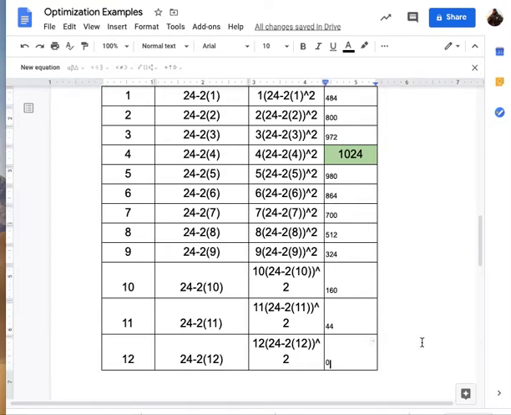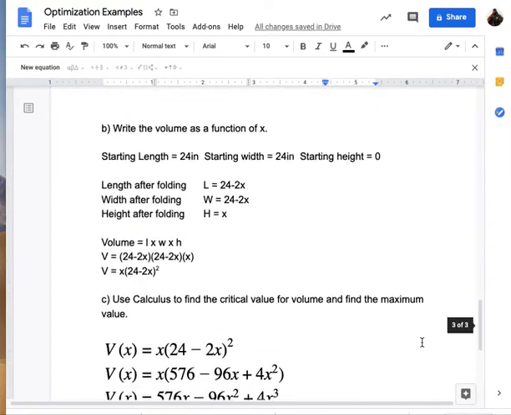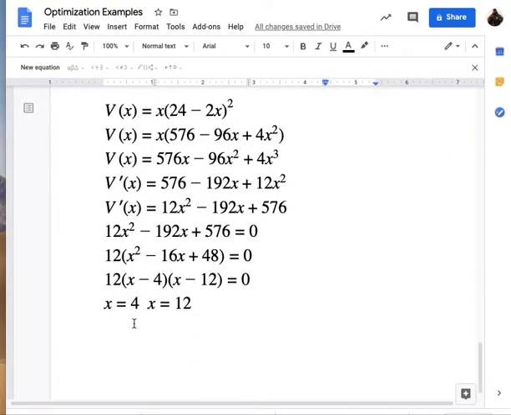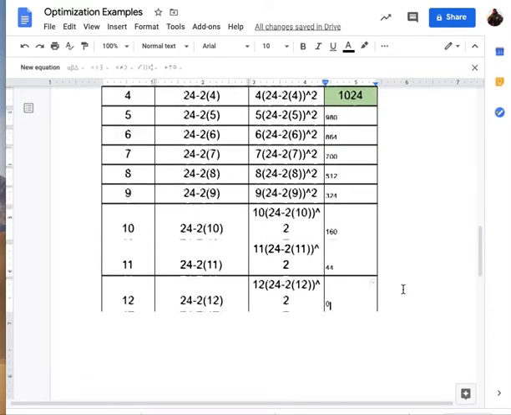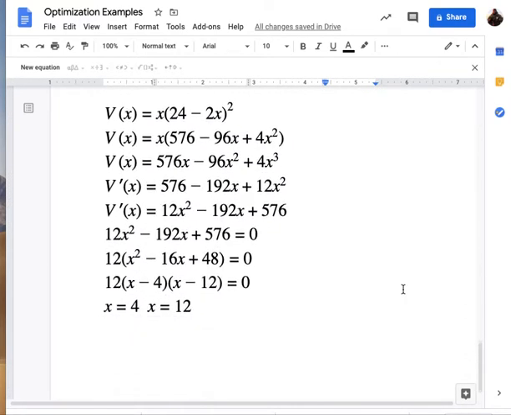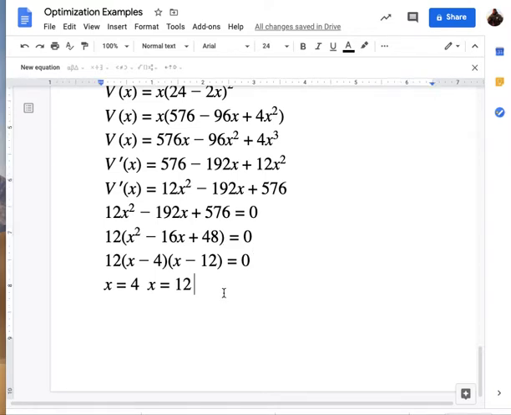So we know that that's not a viable solution for us. So our answer is going to be x equals 4, which is reflected here when we saw this in the table. It did come out to a whole number in this case. Now, if we didn't have that, how would you know that x equals 4 was your solution?